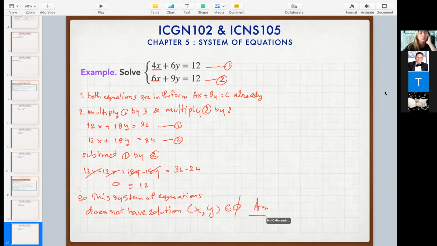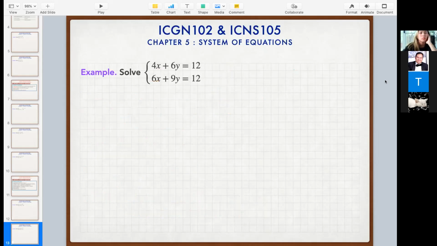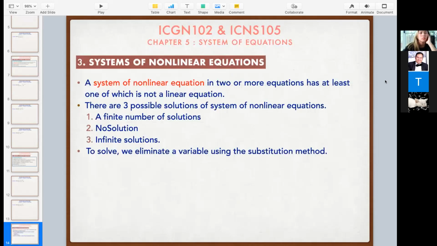So this is no solution. For anyone who answered that there is no solution in this system of equations, you did it the correct way. That's correct. So any questions, anyone, for this example? All right, if you don't have any questions, let's move on to the next slide.